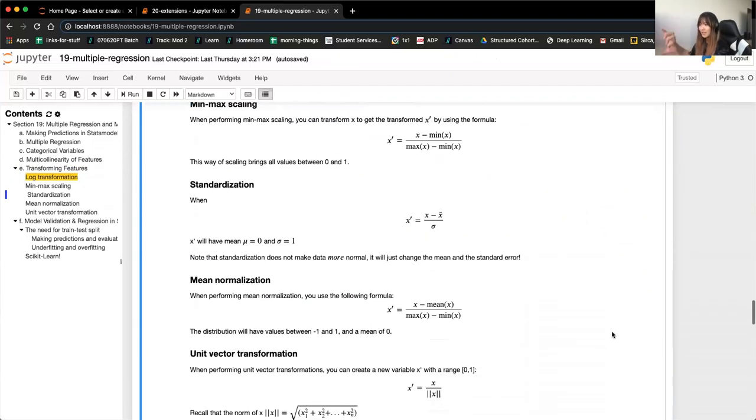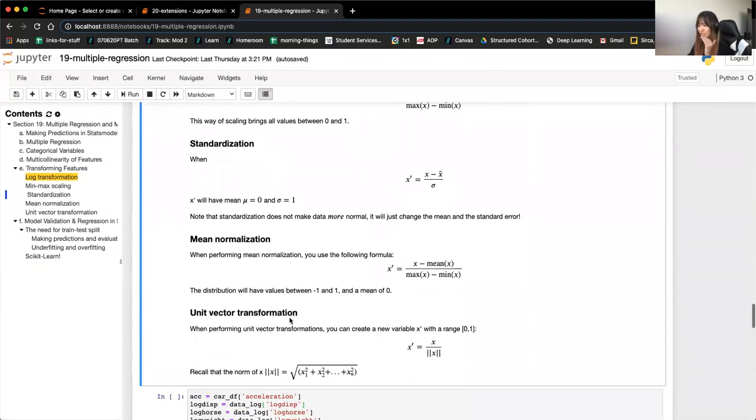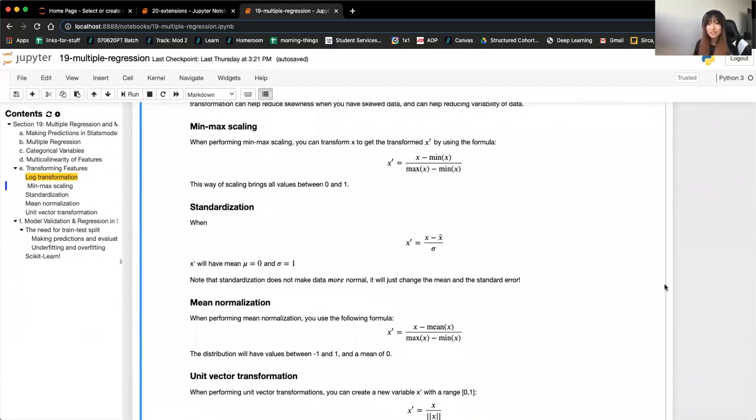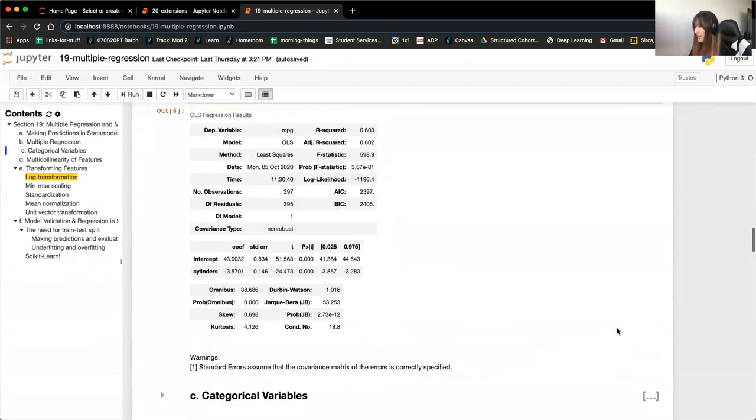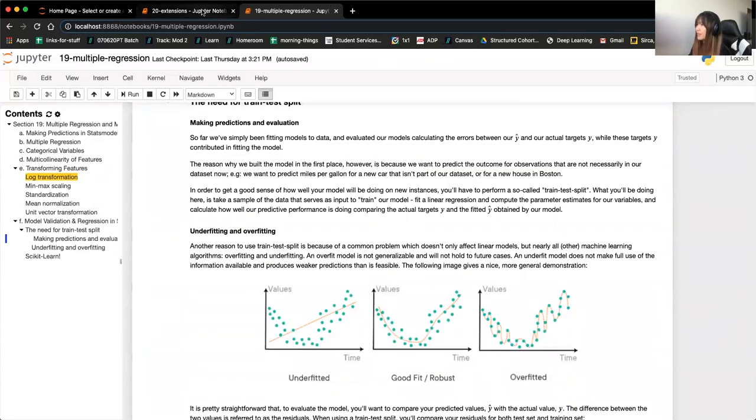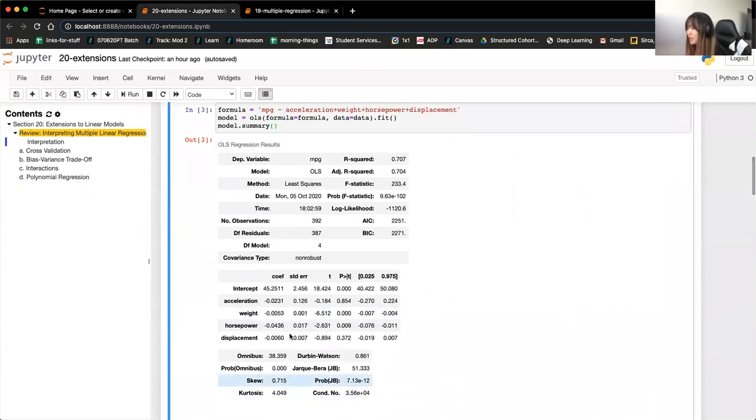All of these other scalings, so min-max, standardization, normalization, unit vector transformation, I actually suggest you use if you have variables of very different scales. And what different scales will do is make your coefficients sometimes hard to interpret. So for example, if we go back to this, here we have weight and displacement, and they are both in the thousandths in terms of the scale of their coefficient.